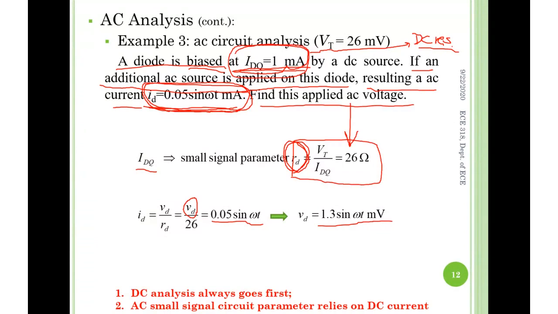Once again, DC goes first, okay? If you have both DC and AC source, DC goes first. Then second, the AC small signal circuit model, RD, means nothing but RD. It relies on the DC current of the diode. Once again, the same idea applies to the transistor circuit later on.